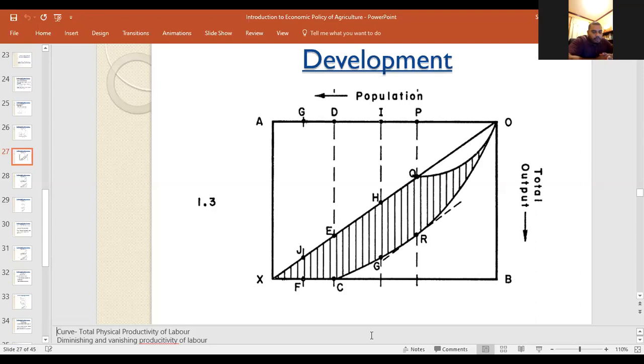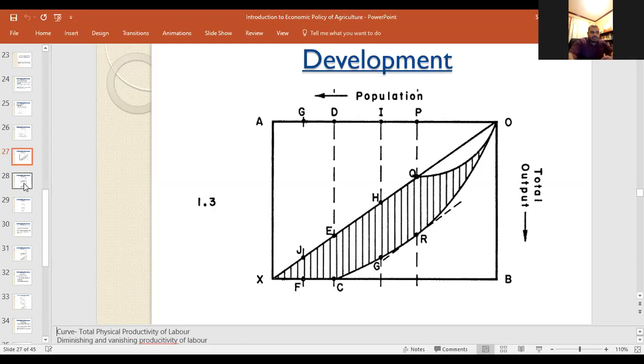So what you'll find as we go on is that there is a consideration being made for changes in the population. Now, this essentially also changes our labor force. So what they refer to this as is diminishing productivity of labor, as well as a concept called vanishing productivity of labor. You'll see the relevance of this as we begin to move on.